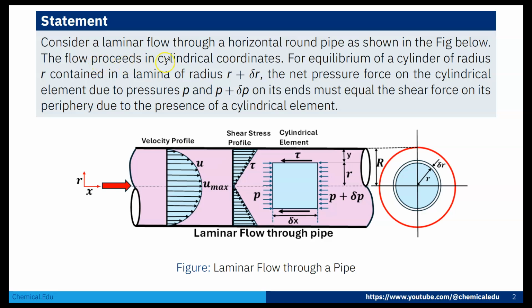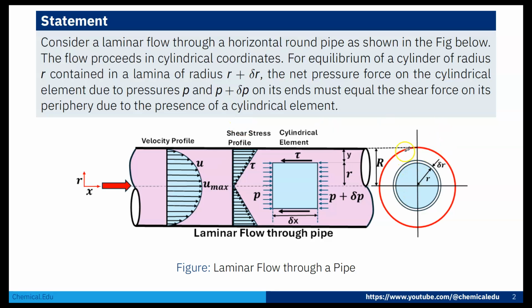The flow proceeds in cylindrical coordinates. For equilibrium of a cylinder of radius r contained in a lamina of radius r plus dr, the net pressure force on the cylindrical element, due to the pressures P and P plus del P on its ends, must be equal to the shear force on its periphery due to the presence of the cylindrical element.